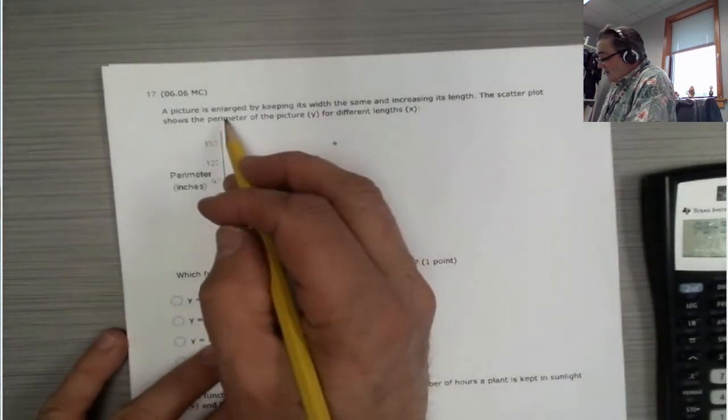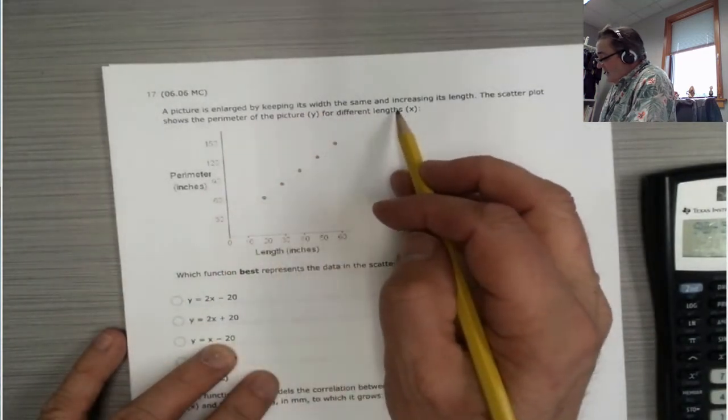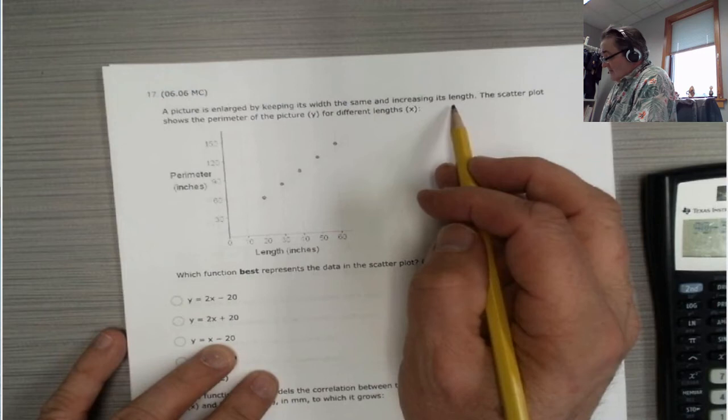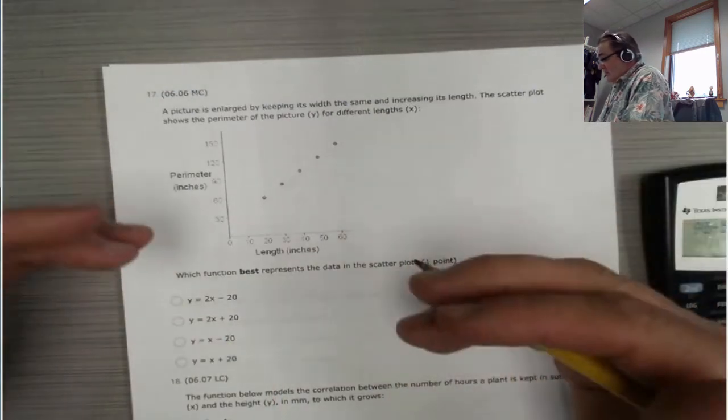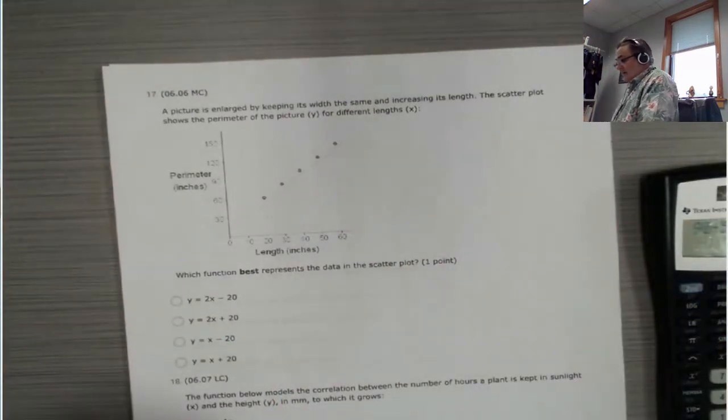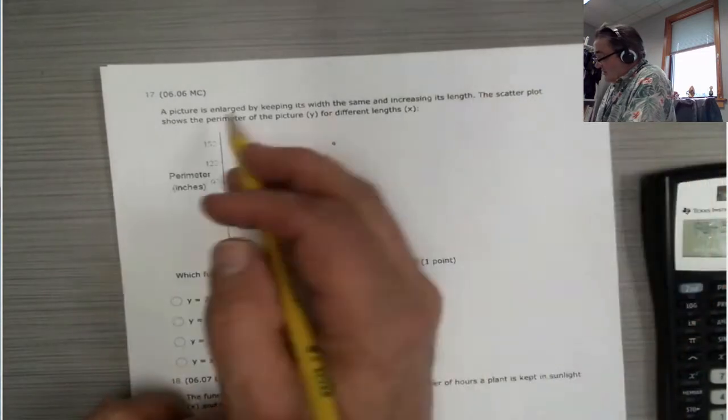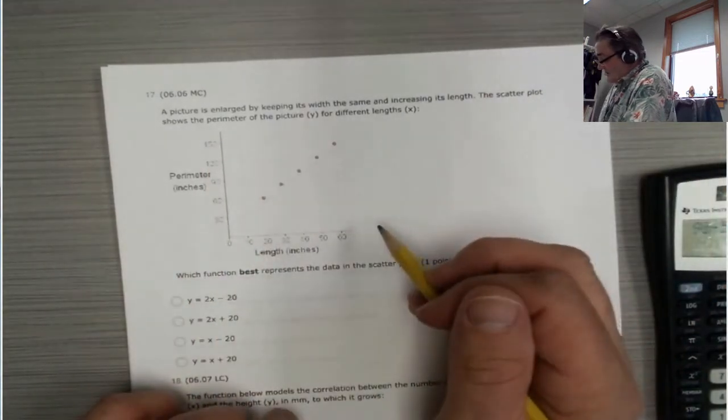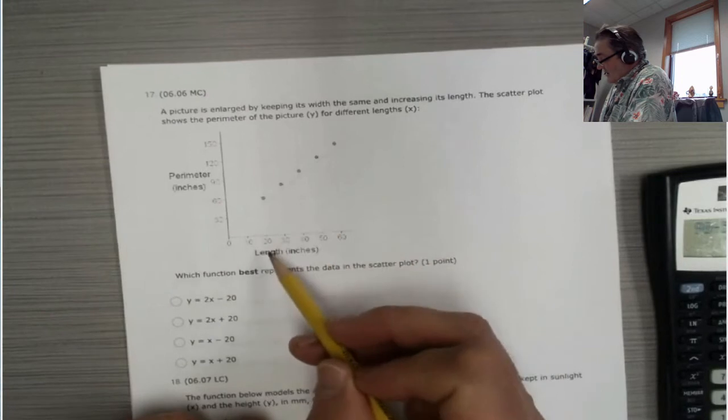A picture is enlarged by keeping its width the same and increasing its length. Okay, so it's going to be the same width, but we'll increase the length of this picture. It'll make it look weird. The scatter plot shows the perimeter of the picture for different lengths.